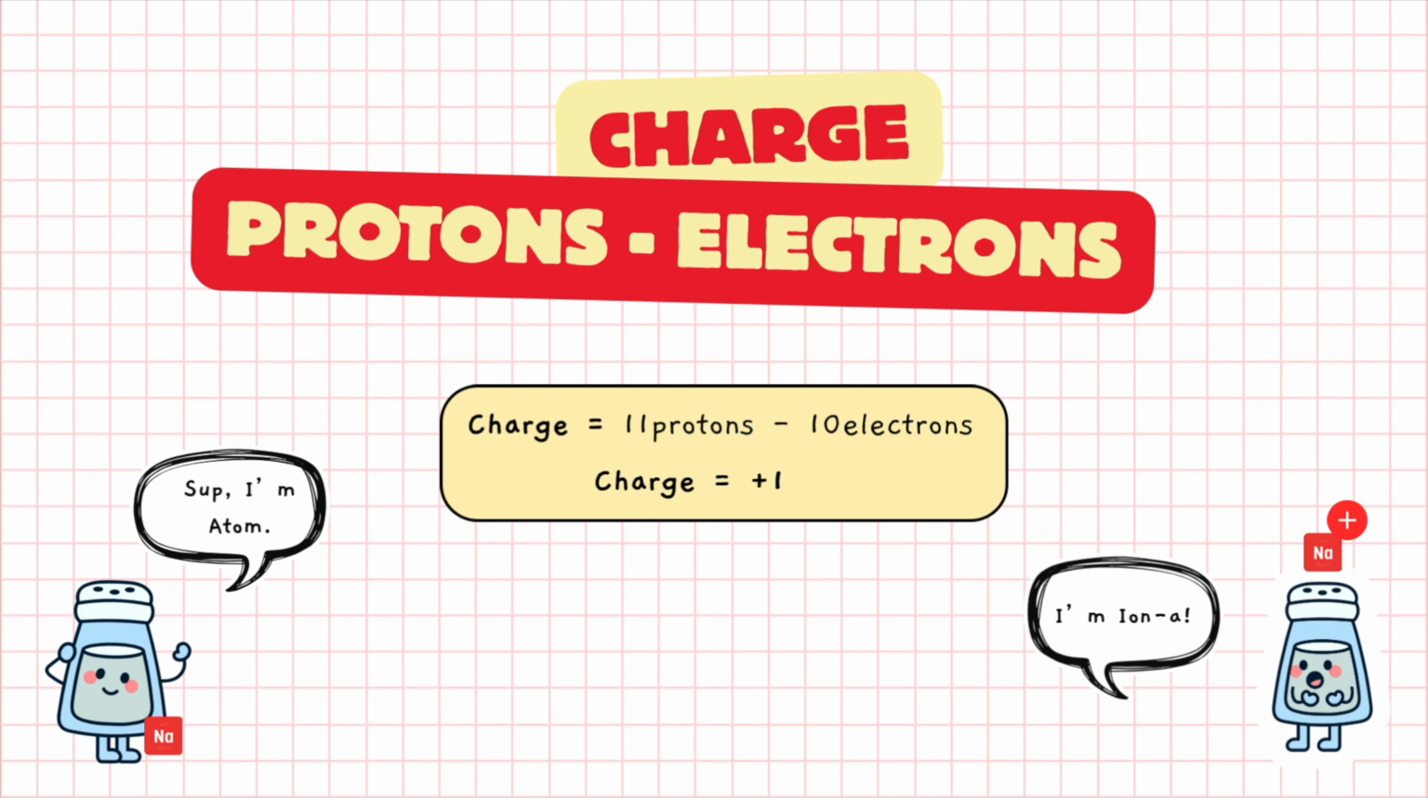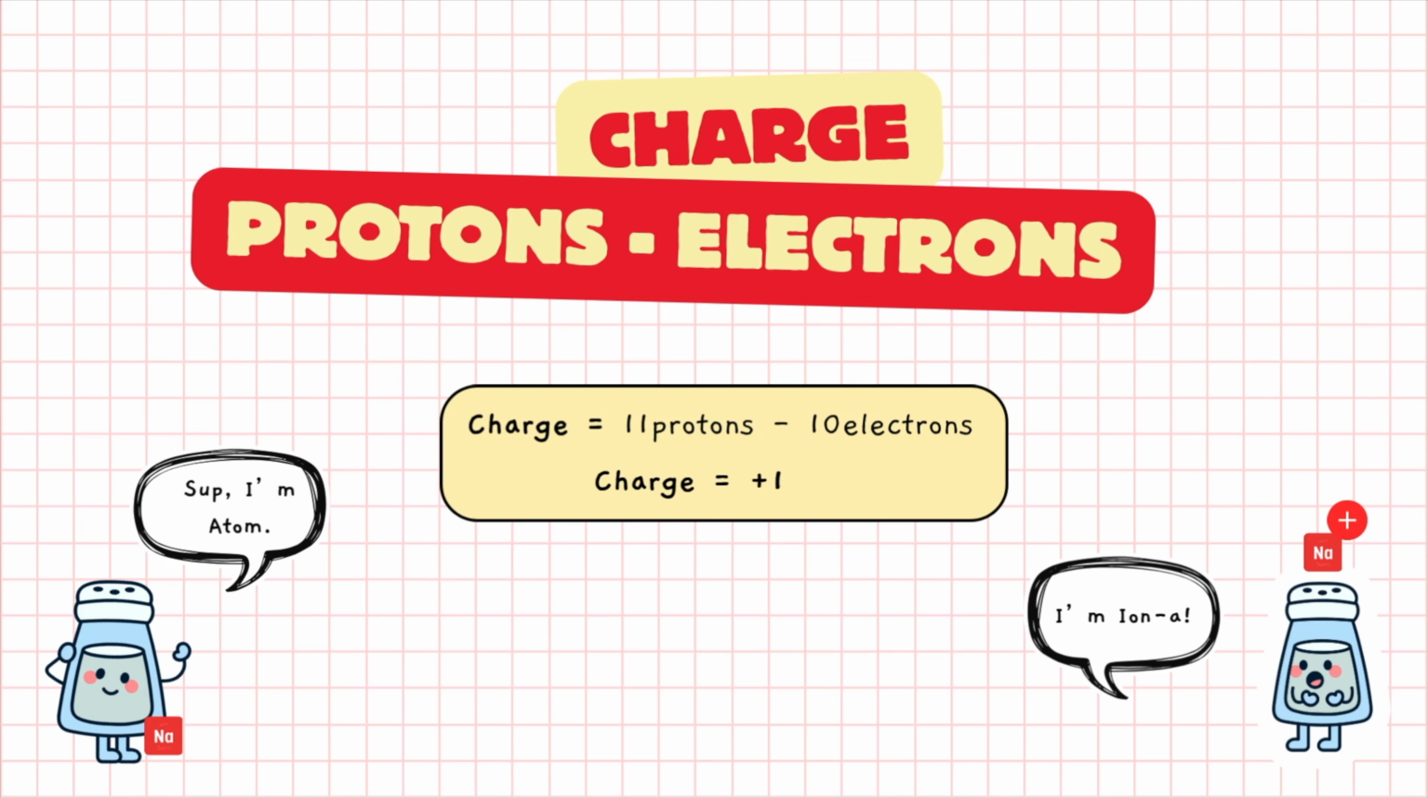If you ever get stuck on ion charge, use this rule. Charge equals protons minus electrons. Always. Let's apply it. This example has 11 protons and 10 electrons. 11 minus 10 equals plus 1, so the ion has a plus 1 charge.